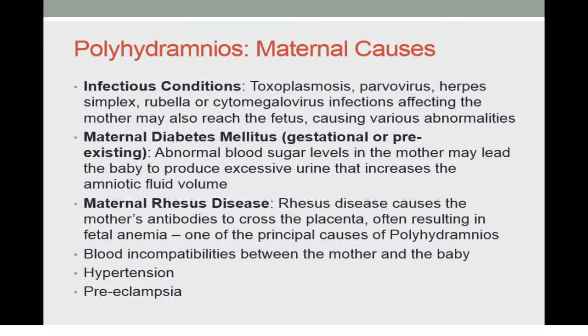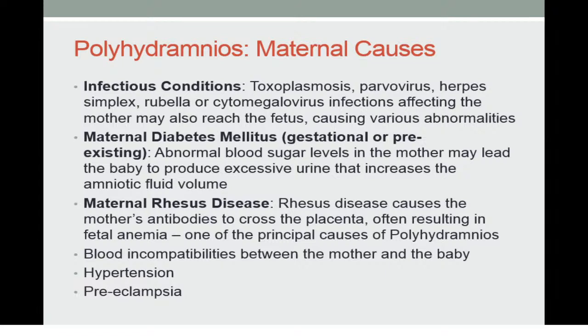Maternal diabetes mellitus, gestational or pre-existing, is one of the most frequent reasons for the development of polyhydramnios. And in some cases, polyhydramnios diagnosed in a patient may be the first symptom pushing us to exclude diabetes mellitus. When we try to do it, we understand the patient is suffering from diabetes.